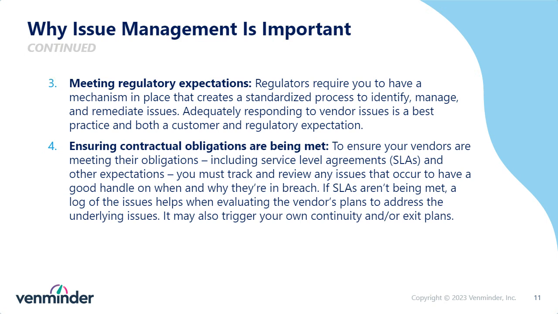Number 4, we want to make sure that contractual obligations are being met. So, for example, if we have a vendor who has potentially not met a contractual service level agreement, we need to track that issue and determine if there's a penalty that applies, if there's some sort of payment the vendor needs to make to us or give us a discount to make our organization whole. And in very severe cases, we might want to look at those issues as an impetus to trigger our own business continuity and even exit plans in some cases.